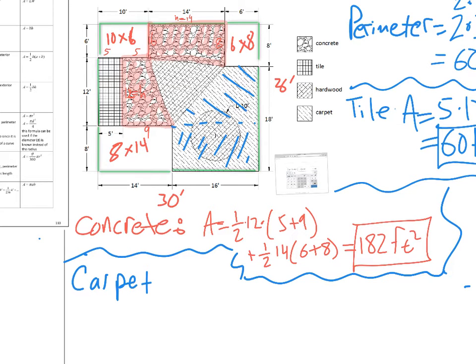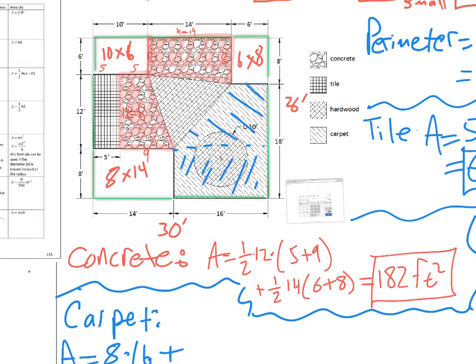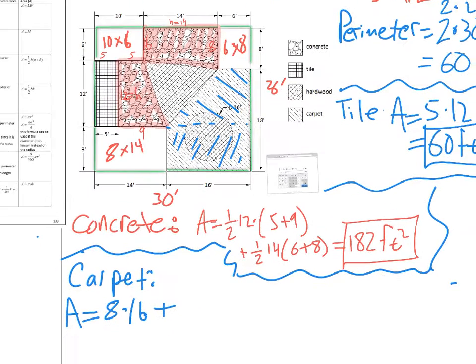All right, let's see. Carpet, we've got the area of the rectangle. Let's start with the rectangle down here. It's 8 by 16. Plus, we've got this trapezoid right here. The two bases of the trapezoid are 6 and 16. You see that? 6 and 16. So those are the two bases.